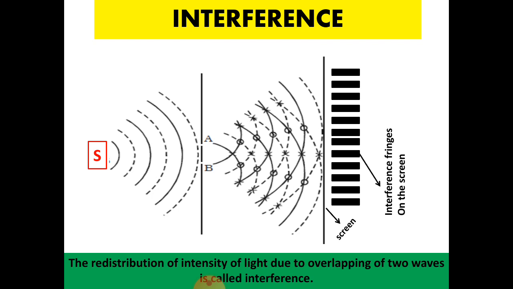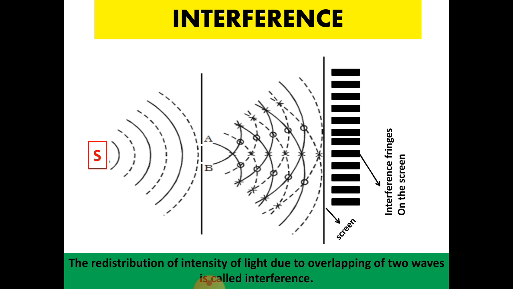Here, the slits A and B act as coherent sources because these two sources emit light waves of the same wavelength and start with the same phase. Here, the light waves from the sources A and B overlap and the phenomenon of modification of light intensity on the screen due to overlapping of light from the coherent sources is known as interference of light.